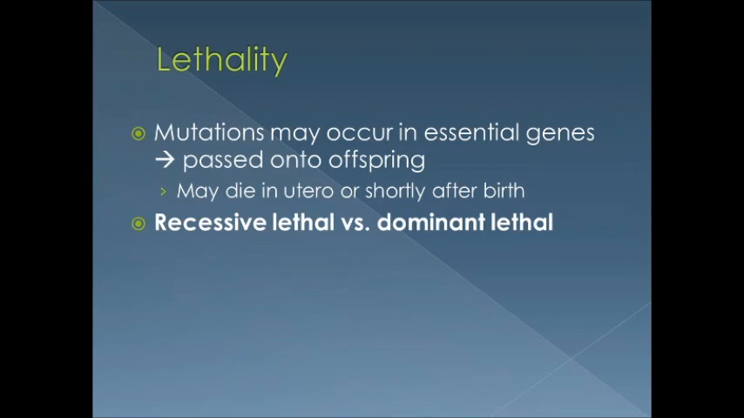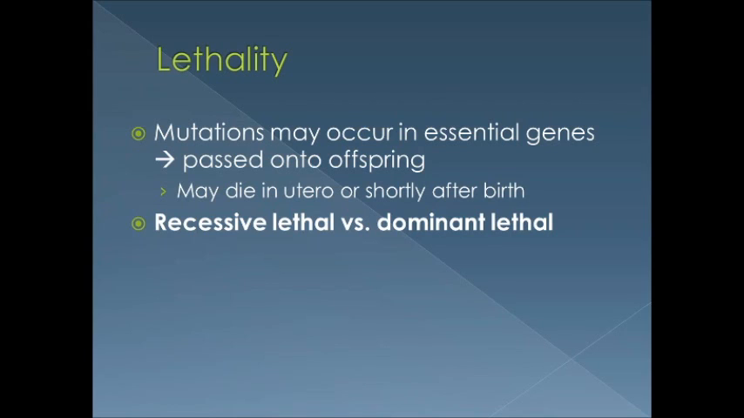Mutations may occur in essential genes and be passed on to offspring, leading to the offspring dying in utero or shortly after birth. There are two main types of lethal genes: recessive lethal, which is an inheritance pattern in which the allele is only lethal when it's in the homozygous form. So in the heterozygous form, oftentimes there will be an altered phenotype, something will be a little different, or they could appear completely normal. But if they're recessive lethal, then they're carrying that gene.